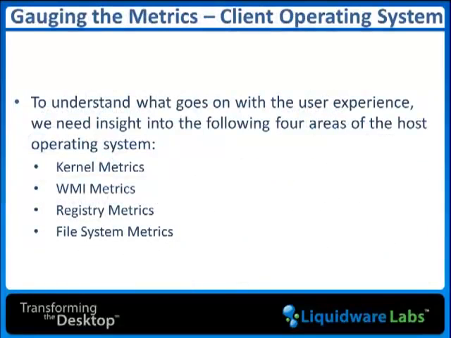So the first thing let's talk about is gauging the metrics, and that's the client operating system. Now, to understand what really goes on with user experience, we need insight into the following four areas of the host operating system: kernel metrics, WMI metrics, registry metrics, and file system metrics. And all four of these pieces are very, very important in understanding what the user is actually doing and how they're feeling about that machine. How is its performance relegated towards what the user expects the machine to be doing?